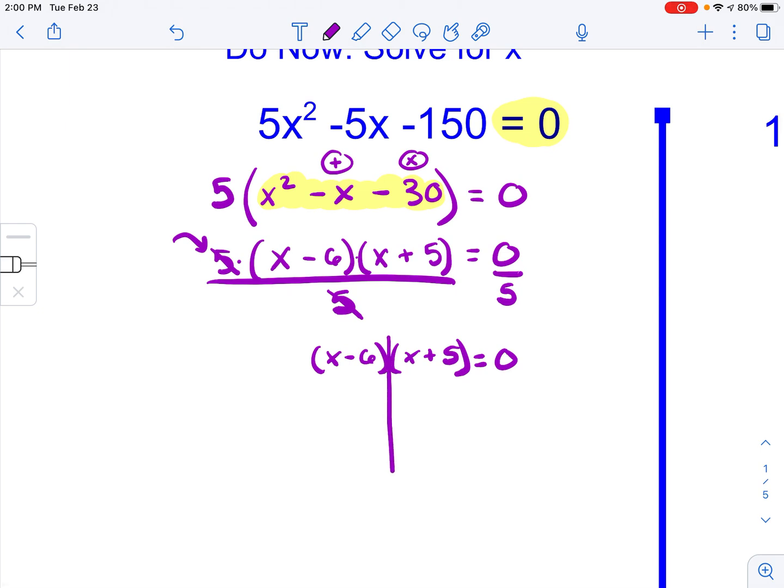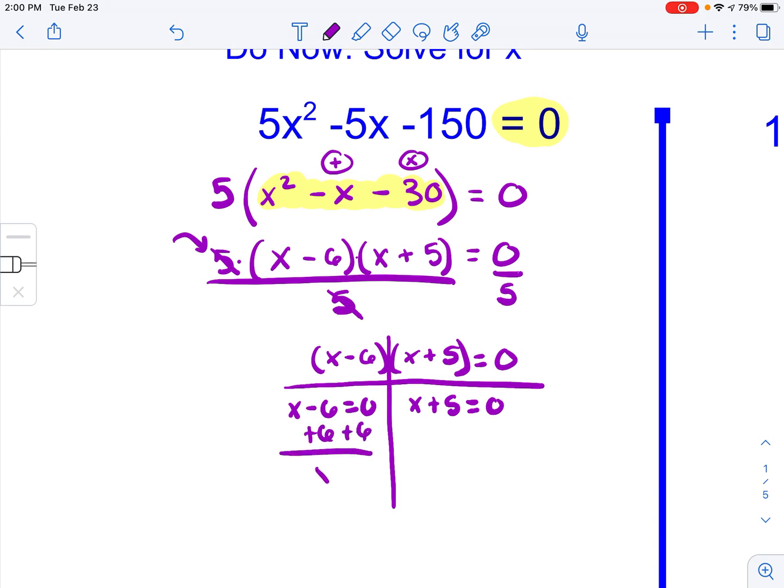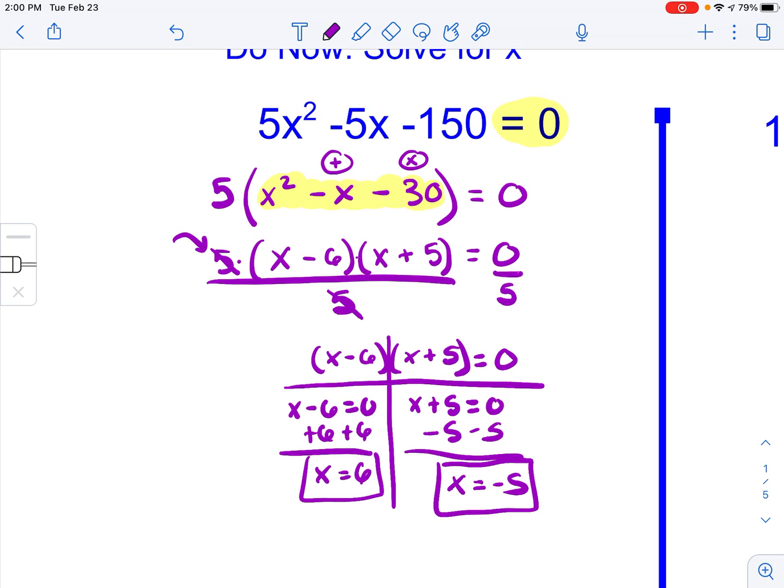So remember from yesterday, the t-chart is when we separated our factors into 2 sections and set each one equal to 0. And then solve each corresponding mini equation to find the values of x that make this true. So we see for this question that my 2 solutions would be x equal to 6 and x is equal to negative 5.